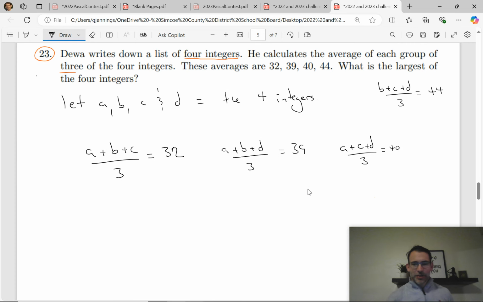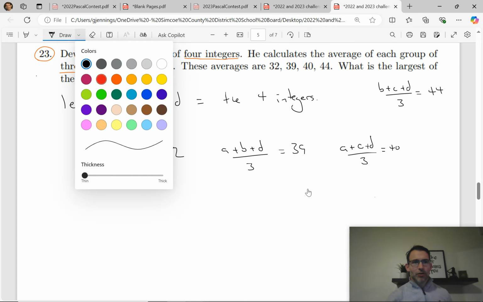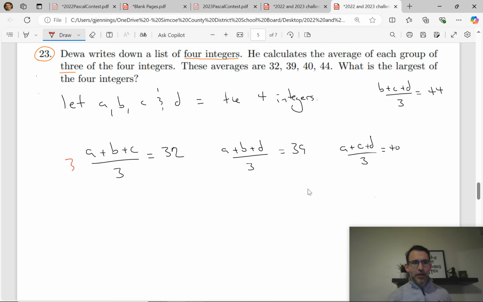Now, you might be saying, okay, fancy pants, you just wrote down the average formula for your three things. Well, what the heck can you do with that? Well, let me show you. I'm going to multiply each one of these equations by 3 on both sides. Why would you multiply these by 3? Well, generally, when we see fractions, we do like to clear those fractions and work with integers where possible. Keeps our work nice and tidy.